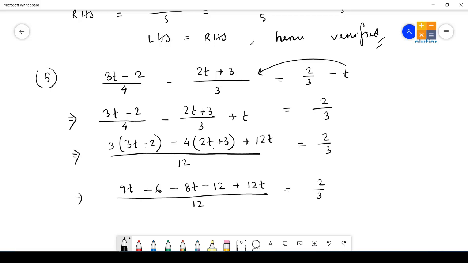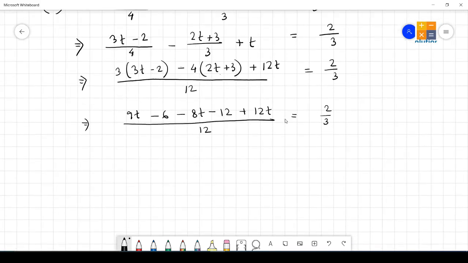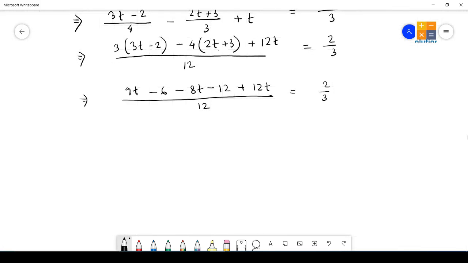So after this, what do I get? Again, further arrangement and simplification will be there in the numerator part. So coming to this numerator part again, we shall be keeping the plus terms containing the variable together. 9t plus 12t, it will be 21t, am I right? Minus 8t, then minus 6 minus 12, it will be minus 18 divided by 12, that is equal to 2 by 3.